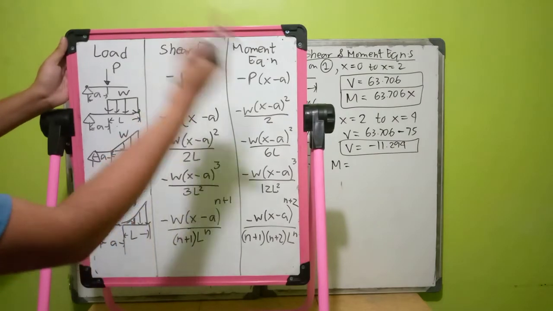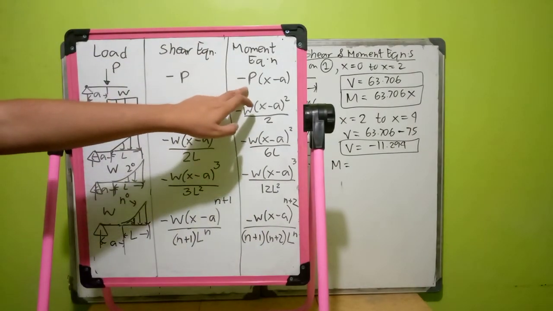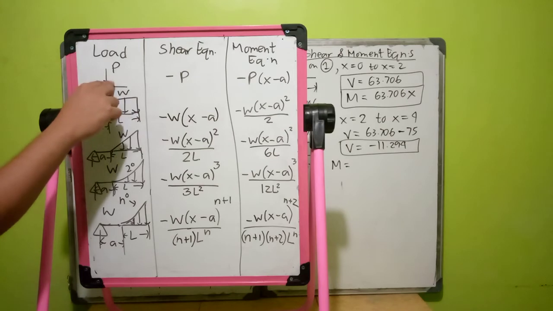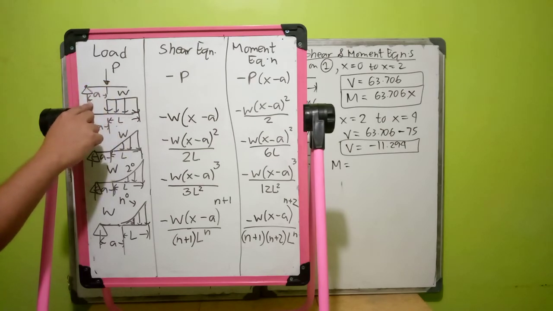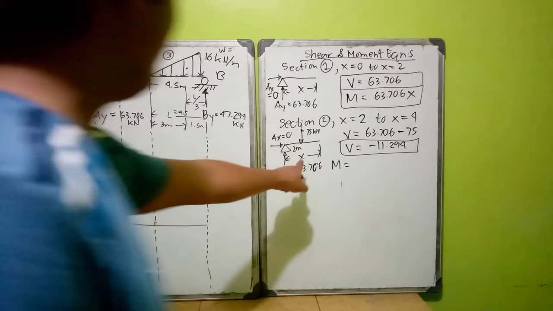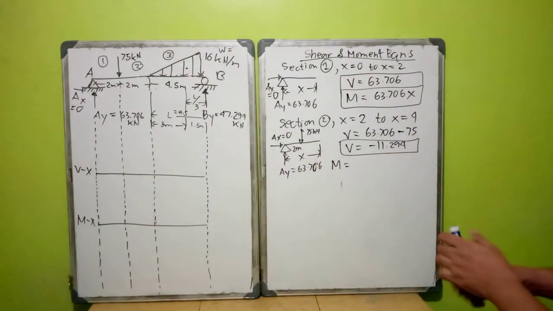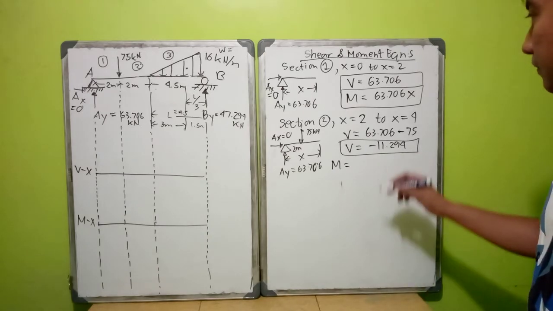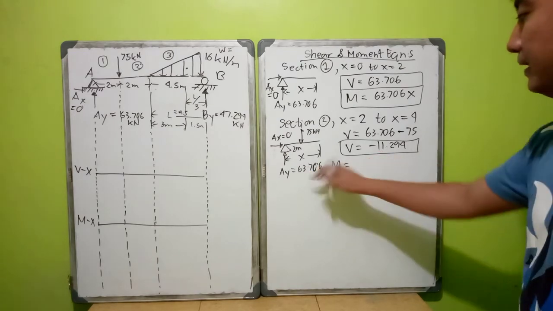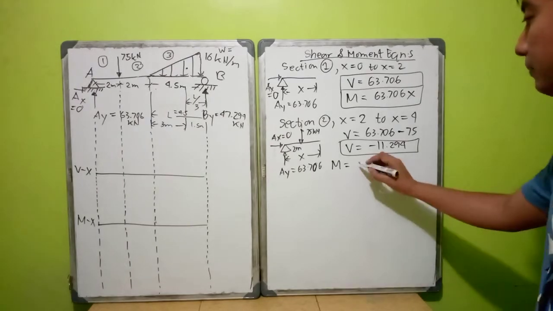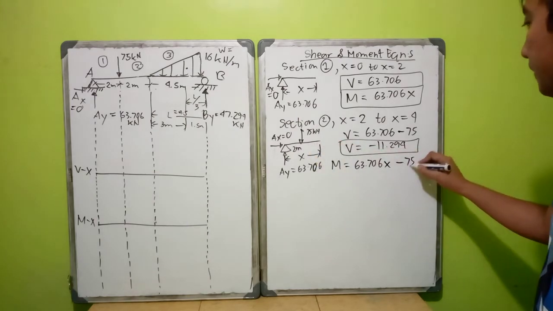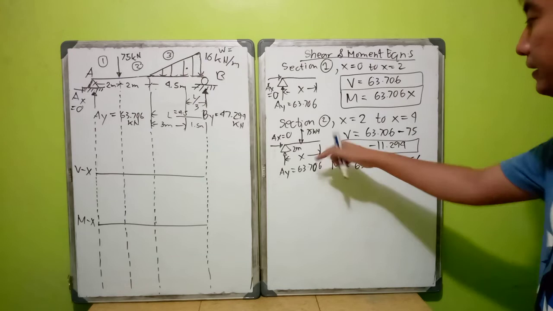So we have negative P. This is part of your shear equation, and we have the moment equation, which is negative P times x minus A. Here our A is the distance of this load from your leftmost support. The distance from our leftmost support here is 2, so our A is 2. From the formula, since this is at support, we directly multiply the reaction by x. So 63.706 x minus load 75 times x minus A. Your A here is 2.